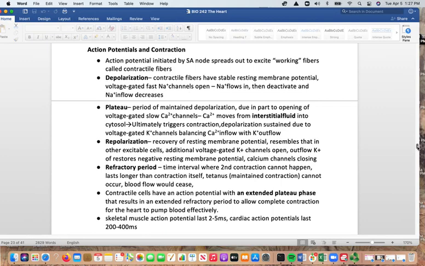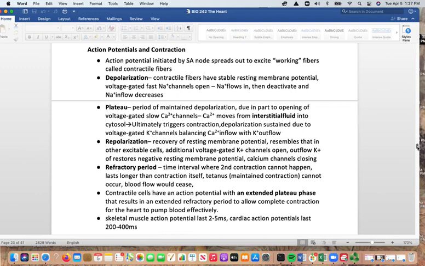So during the plateau, you're going to have maintained depolarization. This is partially due to the opening of the voltage-gated slow calcium channels that will move calcium from the interstitial fluid into the cytosol. This ultimately is going to trigger contraction. Depolarization will be sustained due to the voltage-gated potassium channels balancing out the calcium inflow with the potassium outflow.